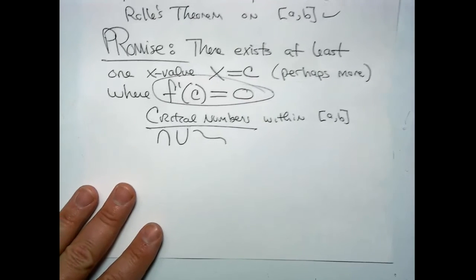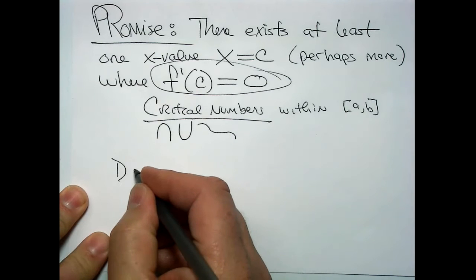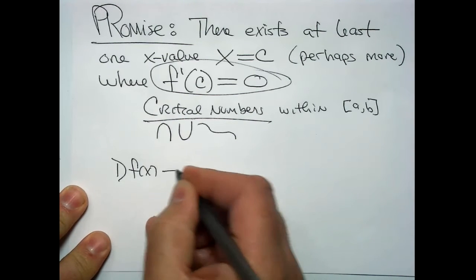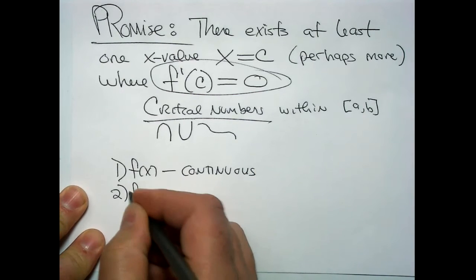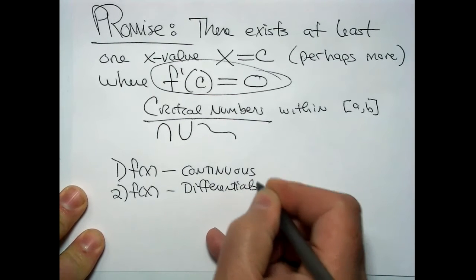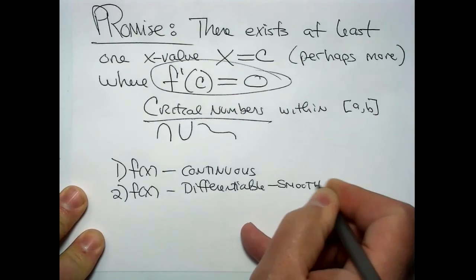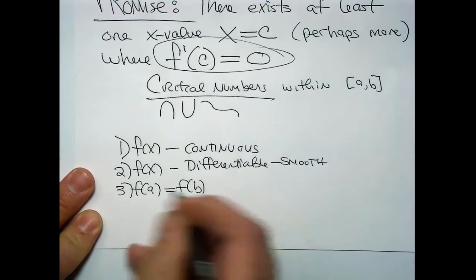Okay. What would happen if we removed one of these criteria? What if we remove the requirement that f prime needs to be completely defined throughout the interval? So here we go. First requirement, f of x is continuous. Second requirement, f of x is differentiable or smooth. Third requirement, f of a is equal to f of b. What if we removed this requirement?